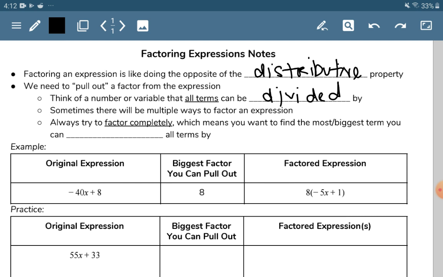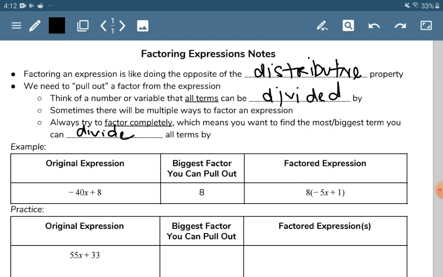So sometimes there's going to be multiple ways to factor an expression, but you're always going to try and factor it completely. Whenever you're factoring something on a homework assignment or class assignment, you want to factor it completely. That means you want to find the biggest or the most things that you can divide all of your terms by, or the most things you can pull out from that expression.